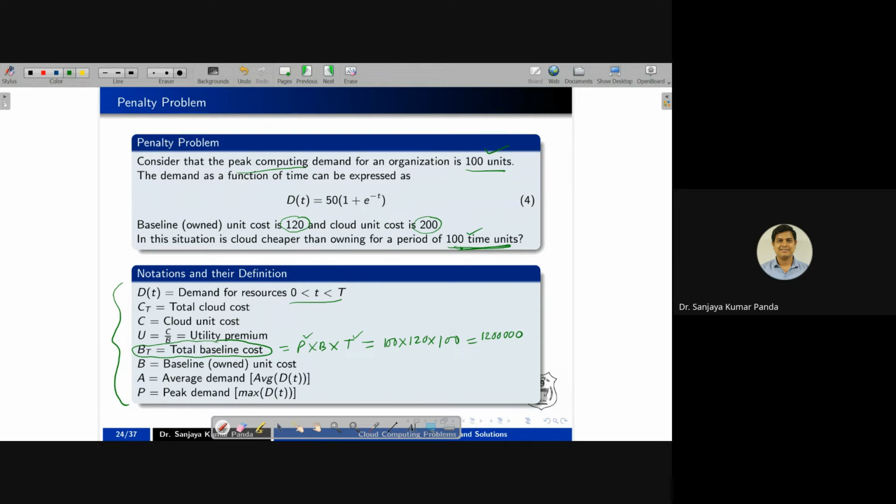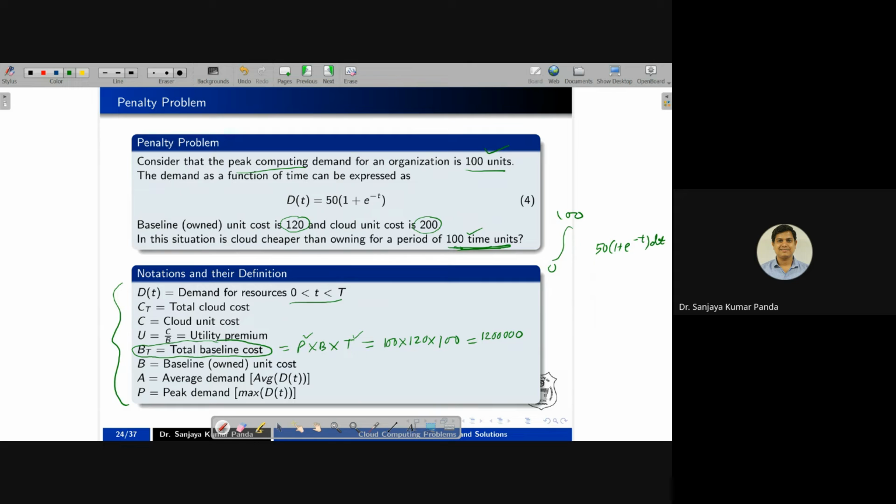Now, to find the total cloud cost, because how will you know whether cloud is cheaper or not? You have to go for the cloud cost, which you observe for a period of 100 units, so the limit goes from 0 to 100. The demand function is 50 into (1 + e^(-t)), so I write the integral of 50(1 + e^(-t)) dt.